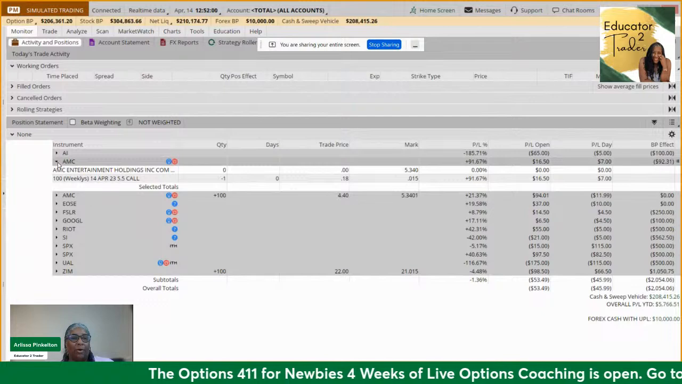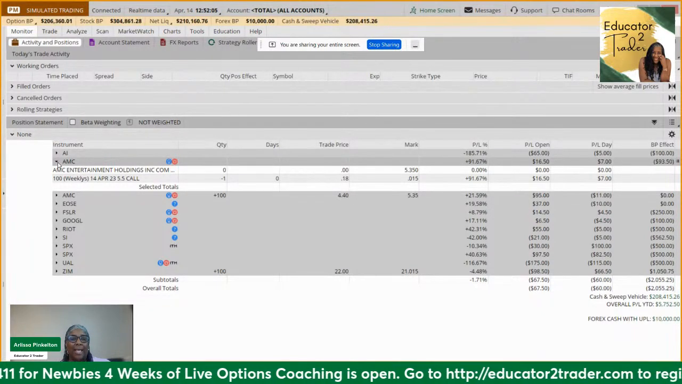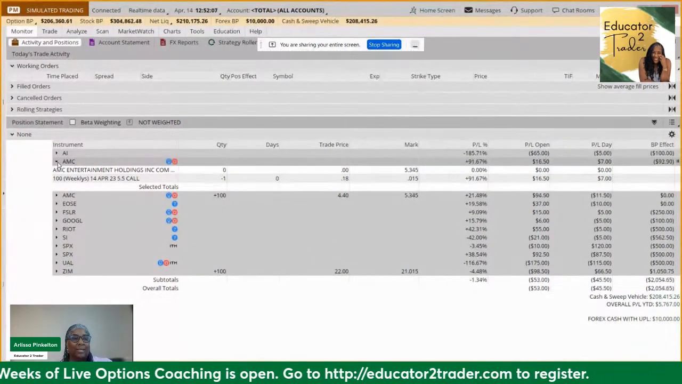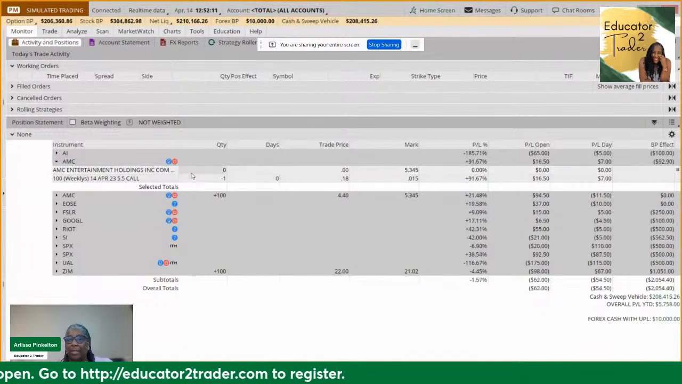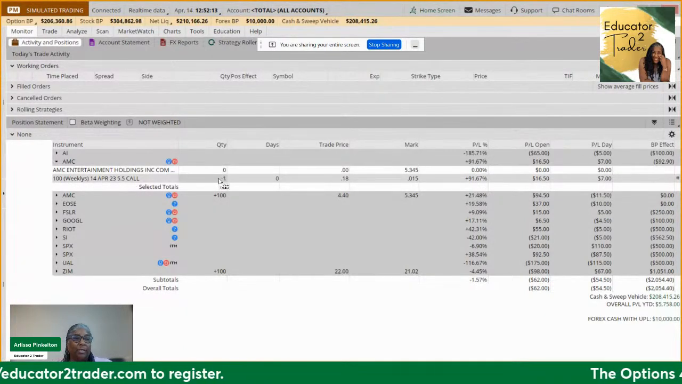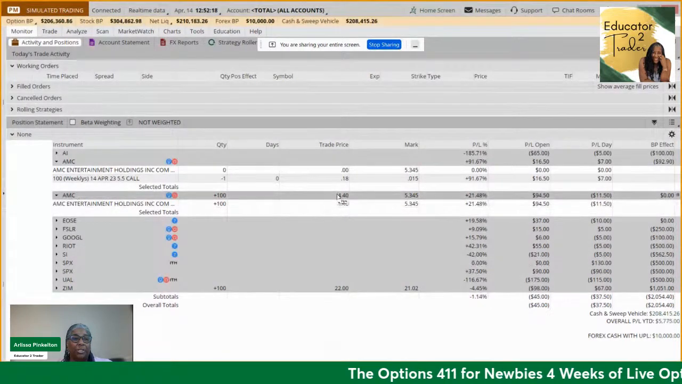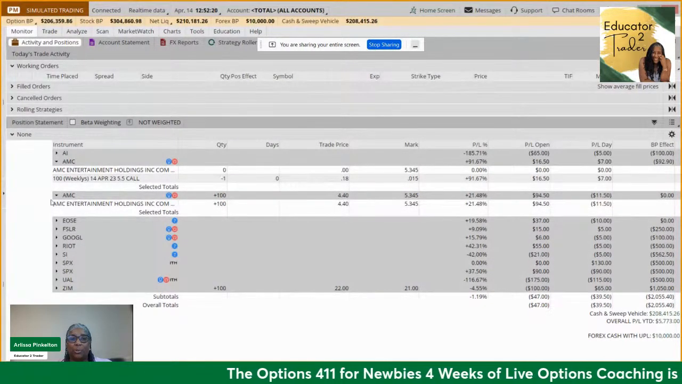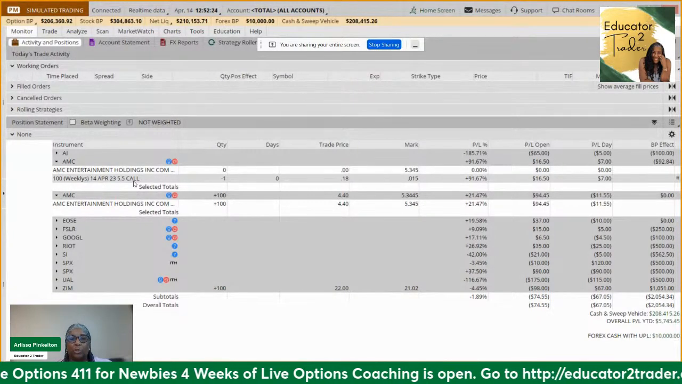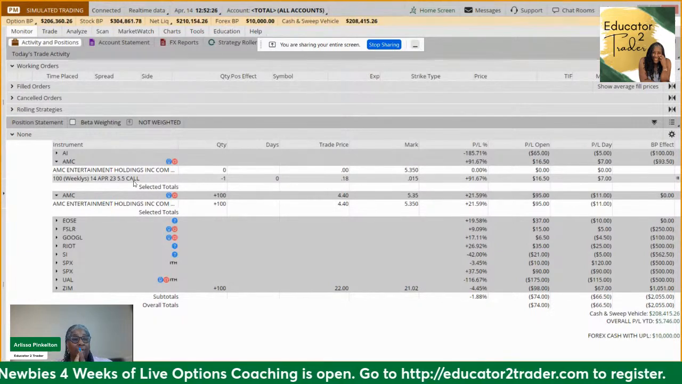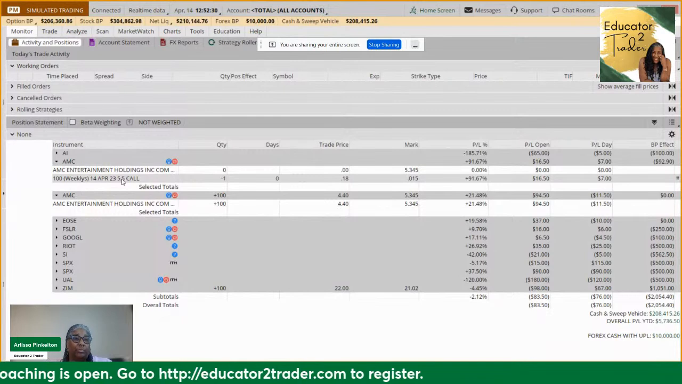AMC. Ooh, the AMC trade is ready to close. We talked about it Monday night and opened it on Tuesday morning. We did a covered call on AMC. We have 100 shares of AMC, purchased at $4.40. So we did a covered call at the 5.5, covering above our cost basis and above the current price at the time. So 5.5 was our call.